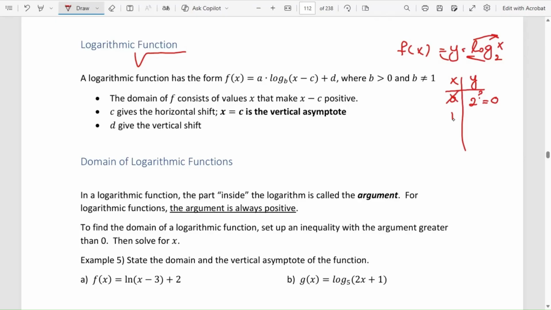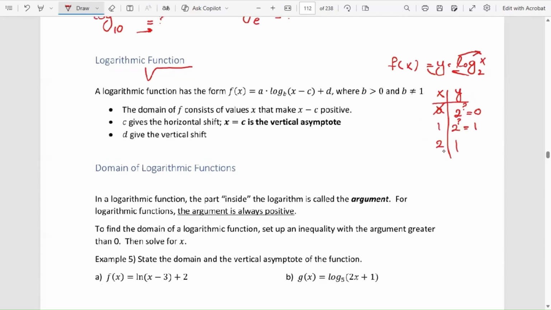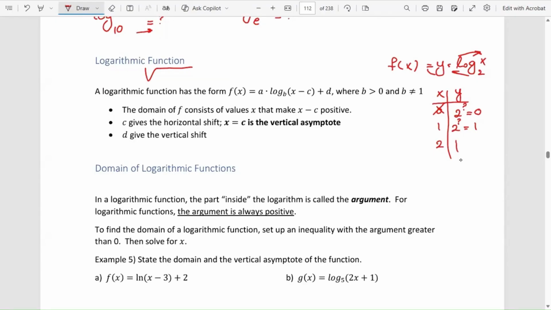If I replace x by 1, that means I'm looking for a number for y which, as a power of 2, is 1. And the answer for y is 0. When you replace x by 2, that means you're asking 2 to what power is 2, which is 1. And as you see, all of the y values are positive numbers, 0, 1, 2.